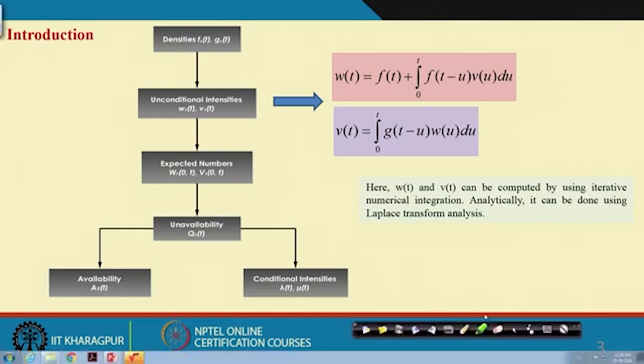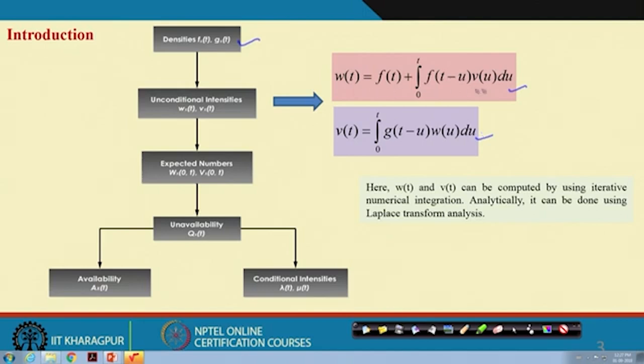So, let me repeat again, you know the densities. Combined process means failure density and repair density. So, two densities known to you. So, you want to compute the unconditional intensities Wt and Vt. What is Wt and what is Vt already told to you. In fact, in last lecture we have an elaborate derivation for this, and we found out these two equations.